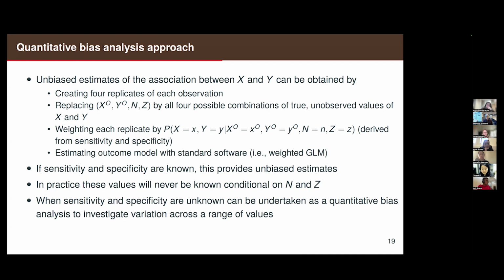So rather than using this as an analytic approach that's going to be your primary analysis, I would argue that this is a good candidate for a quantitative bias analysis because we can vary those sensitivities and specificities across plausible ranges and see if across the plausible range our results are qualitatively different. So if they're pretty much stable, then we can conclude that our findings are robust to these sources of bias. If they vary and we'd come to a different conclusion, then we have to interpret our results with a grain of salt because we know that they may be influenced by bias due to informative presence.